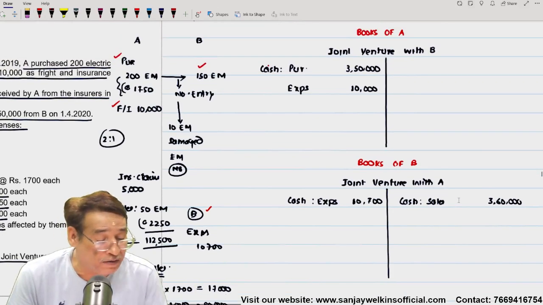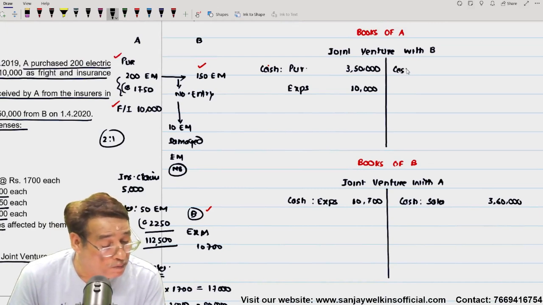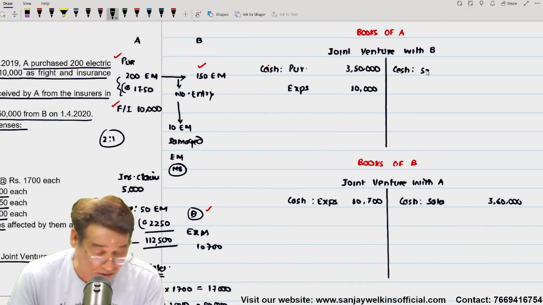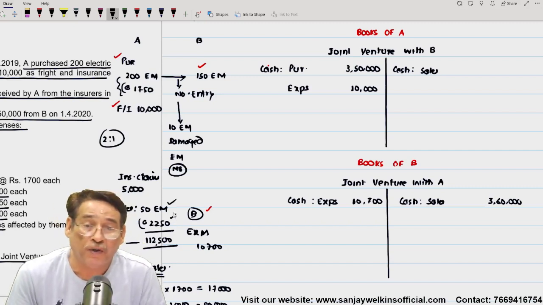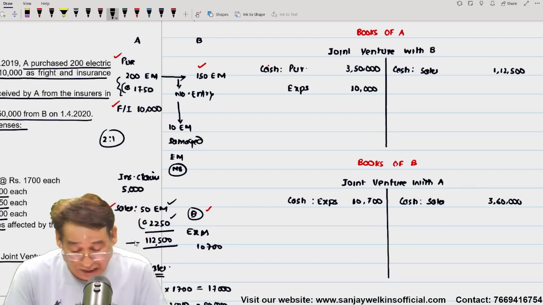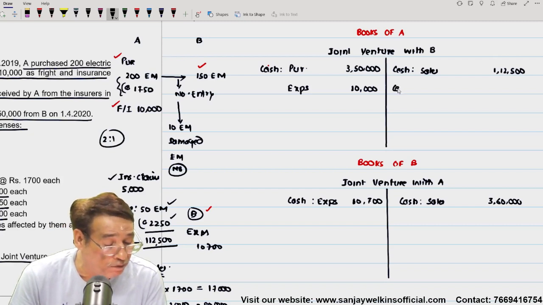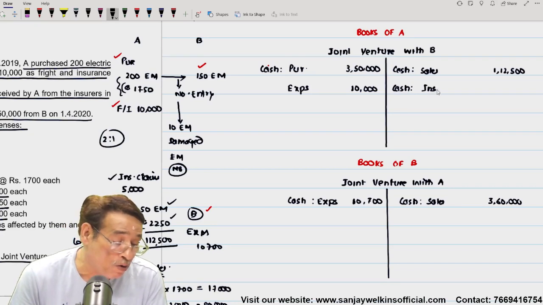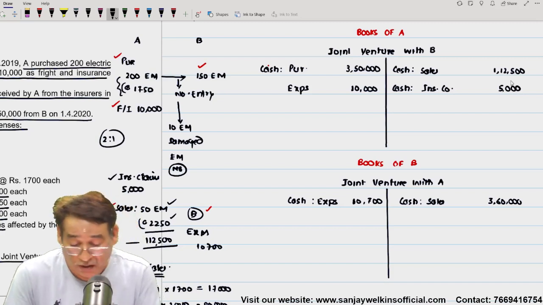Sales of A is equal to by cash sales, 50 motors at the rate of 2250. That is equal to 1,12,500. Besides, it is also given that A has received from insurance company 5,000 rupees by cash. Insurance company, 5,000 rupees.